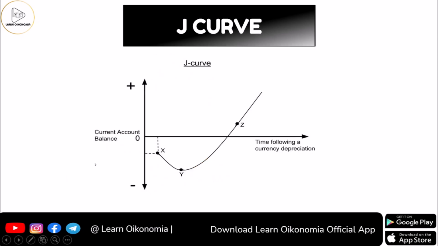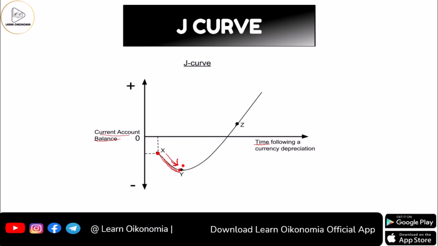So this is how the J curve looks. You can consider time along the x-axis, and the current account balance along the y-axis. Initially you are at this particular point, and from there you first deteriorate, till point y. Till point y you could see that from x you are moving down, so it is actually deteriorating.